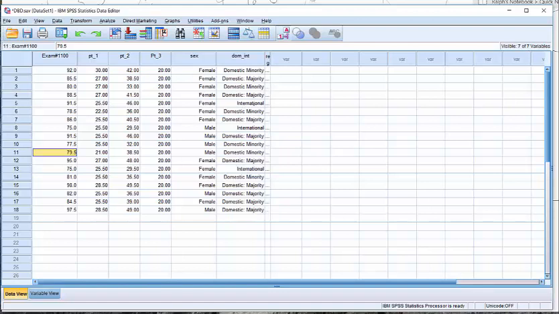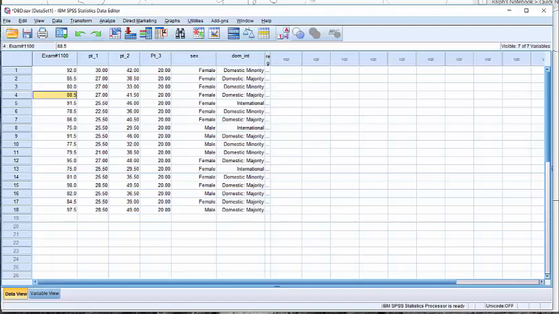And what we want to know is, are these scores in this exam 1, so this is the first exam in a management training program, we want to know if they actually get off on a different foot depending on whether they are domestic or international, and whether they are domestic majority, domestic minority. So we have three groups.